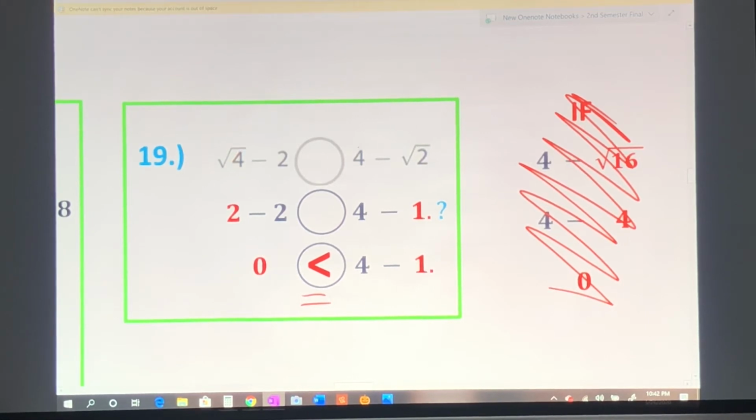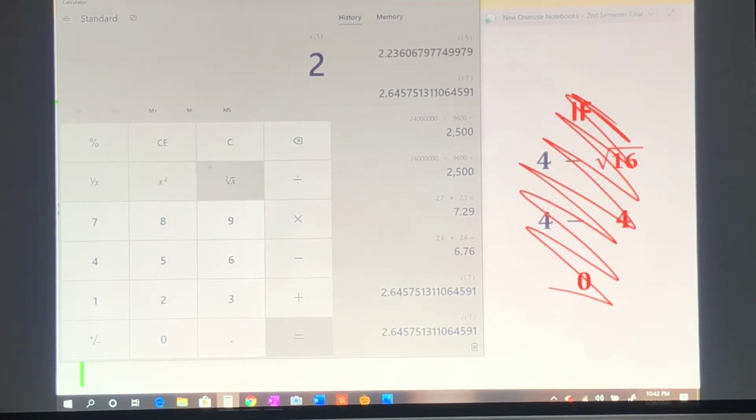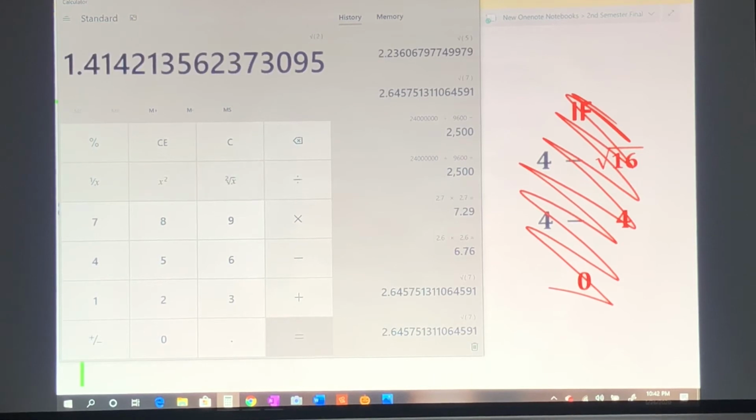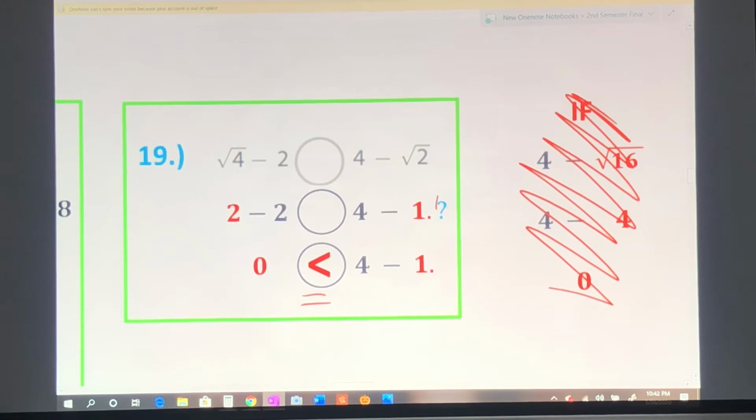Okay. 4 minus the square root of 2. The square root of 2 is 1 point something. Let's look at it. The square root of 2 is 1.4. We'll call it 1.4. So if you put a 4 here, 4 minus 1.4 is 2.6.